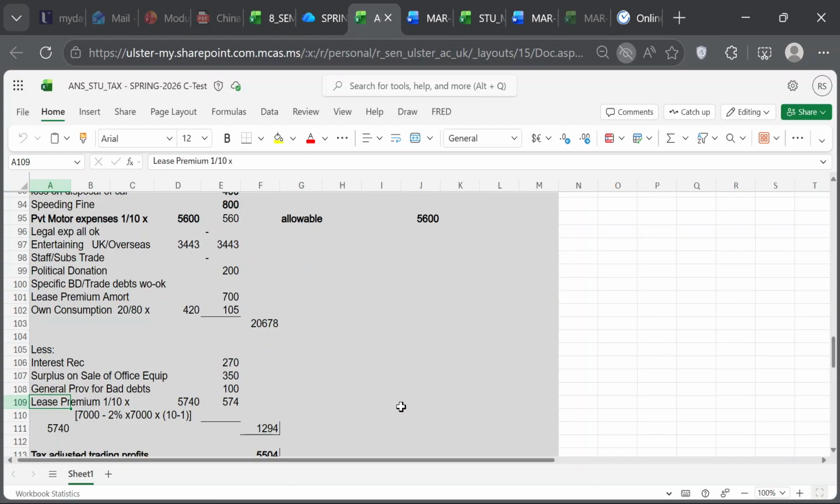So all these things, remember, whatever you learned in self-employment, tax-adjusted trading profit, most of the same kind of questions arise in corporation tax. Mostly the treatment is the same, but there are some differences which you figure out by reading your chapters. All right, is that clear? Okay, are you following what this is?